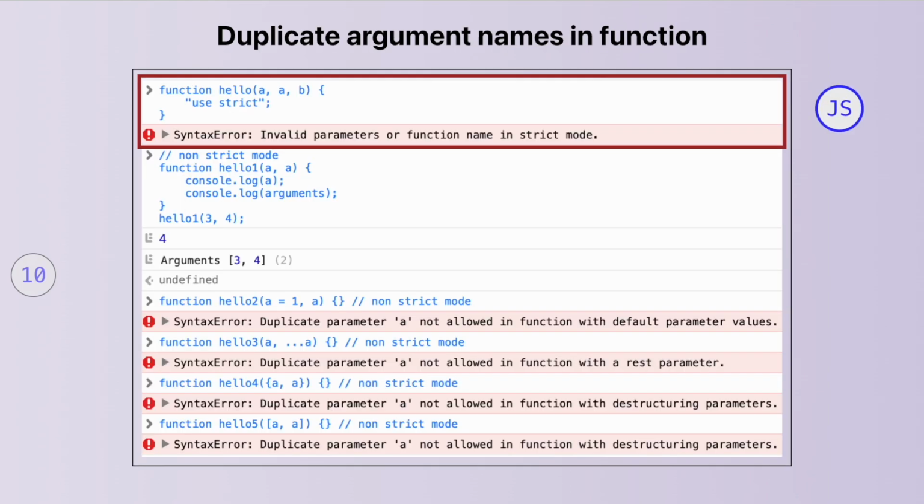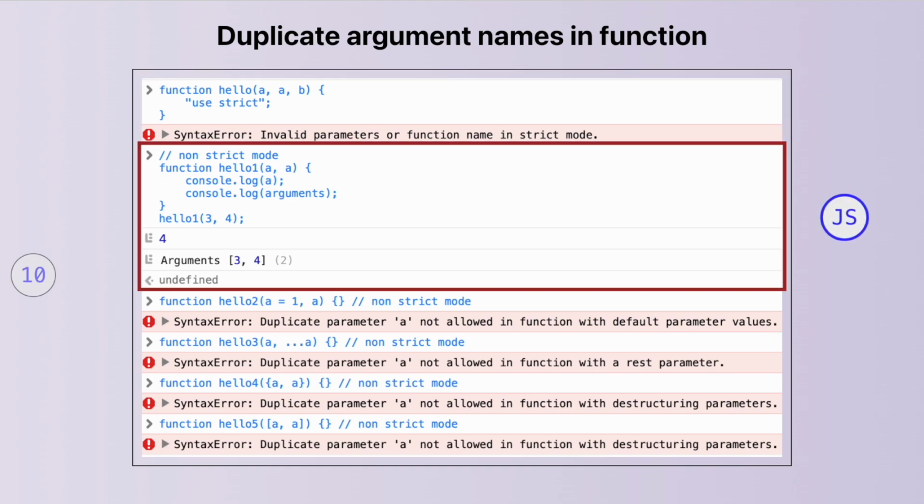Duplicate argument names in function throw the syntax error in strict mode. Here, function hello has the first two arguments with the same name a, so it throws syntax error. Whereas in non-strict mode, the last duplicated argument hides previous identically named argument, but the values are still accessible through arguments. Here, function hello1 has the first two arguments with same name a. The value of variable a inside hello1 function is 4, but two arguments can be accessed through arguments.